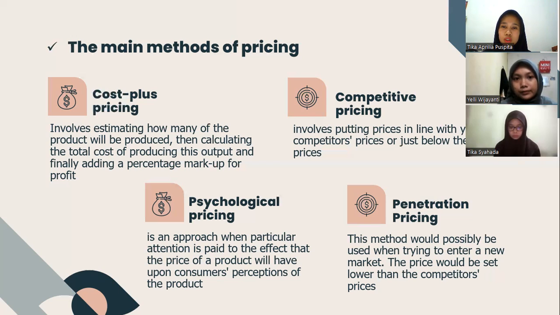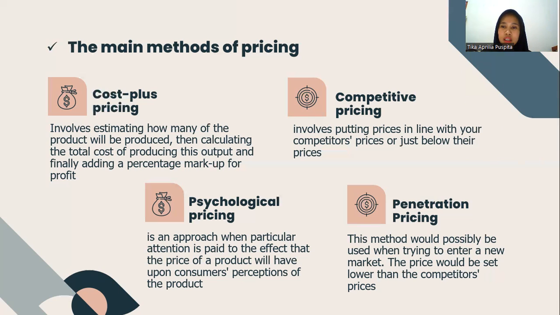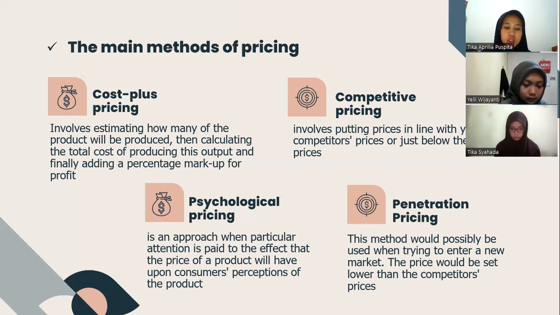The second one is competitive pricing. It involves putting price in line with your competitor's price or just below their price. Competitive pricing is the process of strategically selecting price points for goods or services based on competitor pricing in the market, rather than basing price solely on business cost or target profit margin.